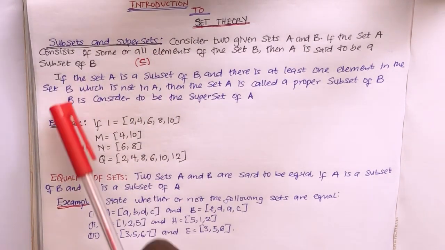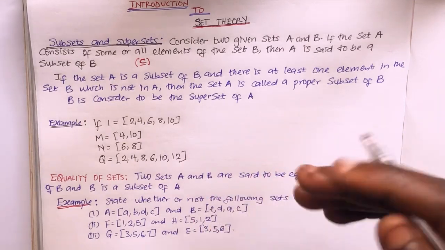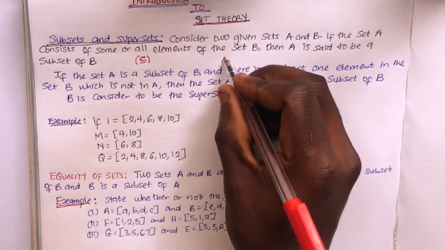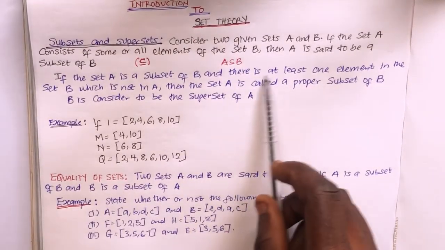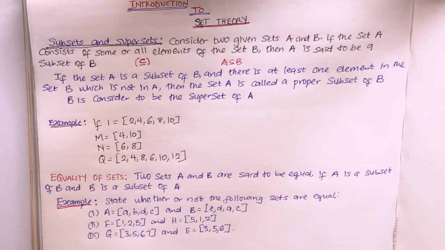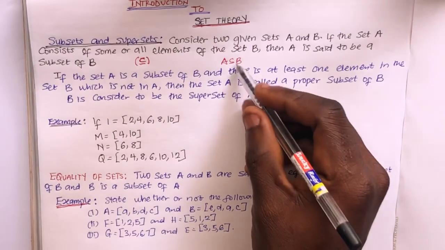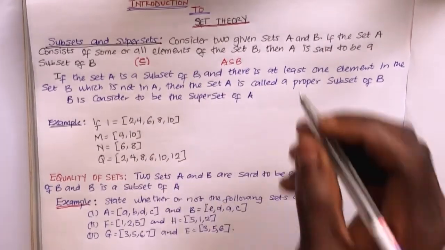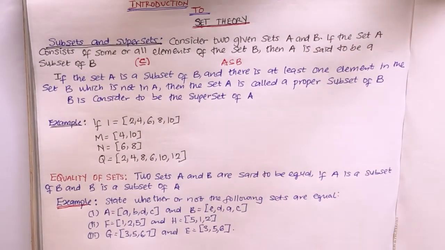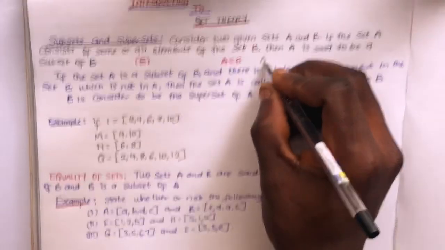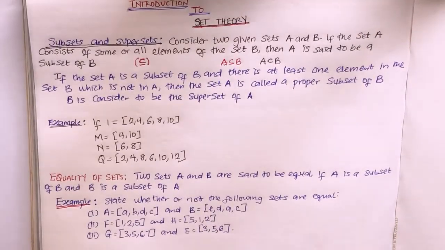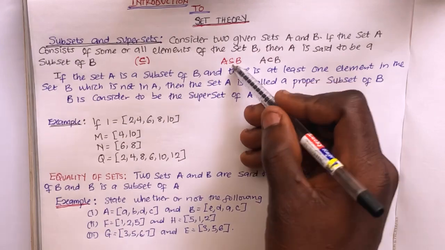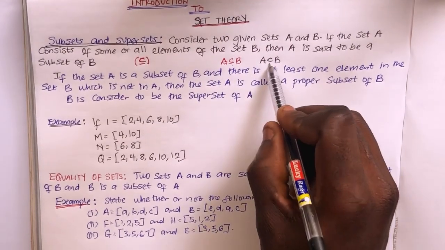Then let's move to superset. If A is a subset of B and there is at least one element in set B which is not in A, that means our set A is called a proper subset of B. Our set A is a proper subset of B. So don't get it wrong. This notation is for subset, while this notation is for proper subset.